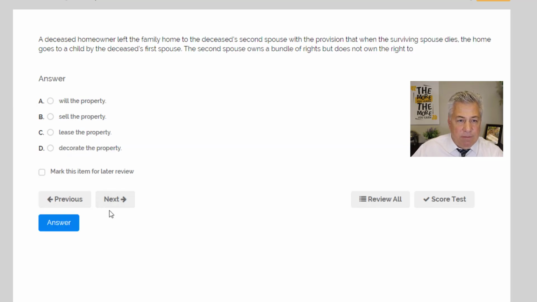Exam prep question number 10. A deceased homeowner left the family home to the deceased second spouse, with the provision that when their surviving spouse dies, the home goes to a child by the deceased first spouse. The second spouse owns a bundle of rights but does not own the right to, and the answers are A, will the property, B, sell the property, C, lease the property, or D, decorate the property.